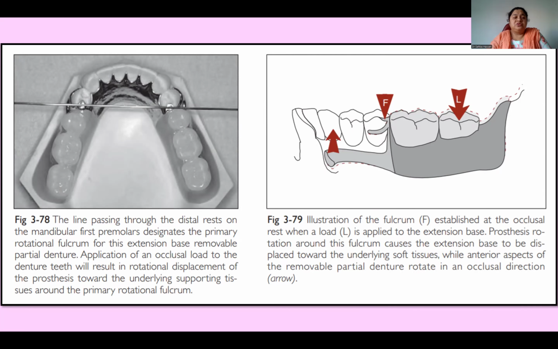Here, I just wanted to show what the fulcrum line is. See the line passing through the distal rest on the mandibular first premolar; it designates the primary rotational fulcrum. Application of an occlusal load will result in rotational displacement towards the underlying supporting tissue. Now, figure 379, you see: illustration of the fulcrum established at the occlusal rest. F is fulcrum, L is load. Prosthesis rotation around this fulcrum causes the extension base to be dislodged towards the underlying soft tissue.